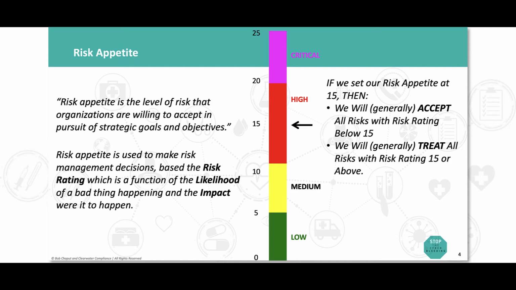On the other hand, if there's a risk rating of a particular risk 15 or above, we will treat it. Now in the next session, we're going to get into what risk treatment is all about. But for now, think about 3 other choices besides accept. And those are avoid the risk, mitigate the risk, or transfer the risk. More on that in the next session.